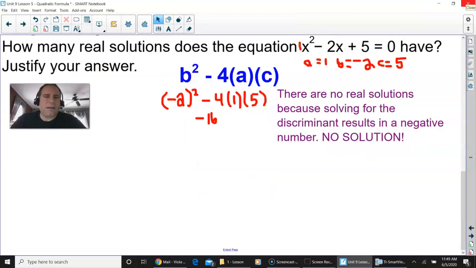And I wrote this down here. There are no real solutions to this because solving for the discriminant gives you a negative number, a number less than 0. Remember, a number less than 0 means that you have no real solutions. All right, and that's basically it.